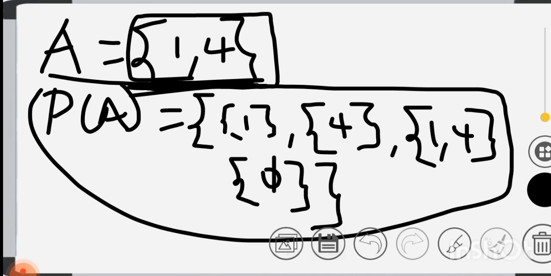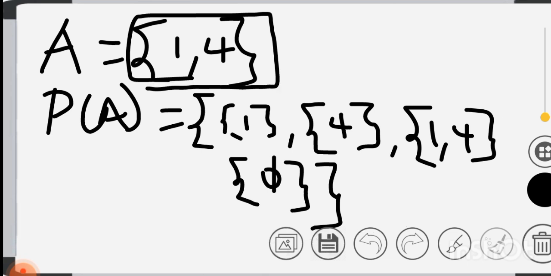So I'm going to have 1 first, which is this. Then I have 4, which is this. Then I have 1 and 4 together, which is this. Then I have the empty set, which is also here, but you cannot see it. So that's how we do it for a power set. Now, it is 4 sets. The power set is 4.